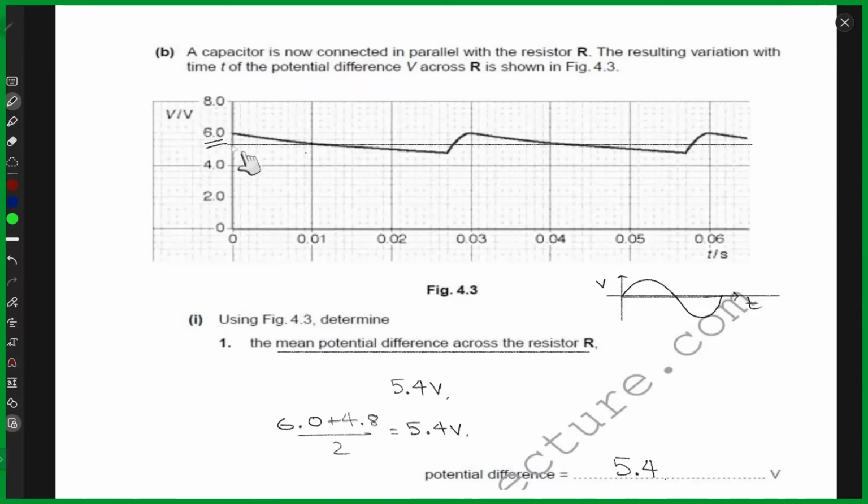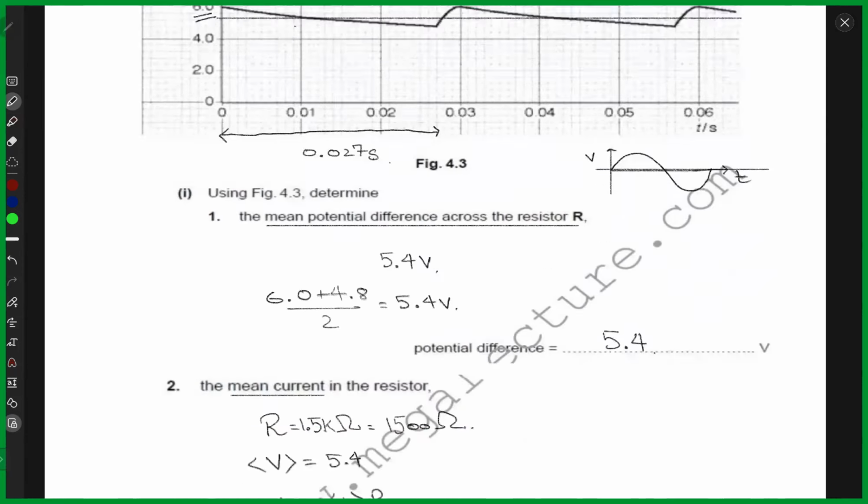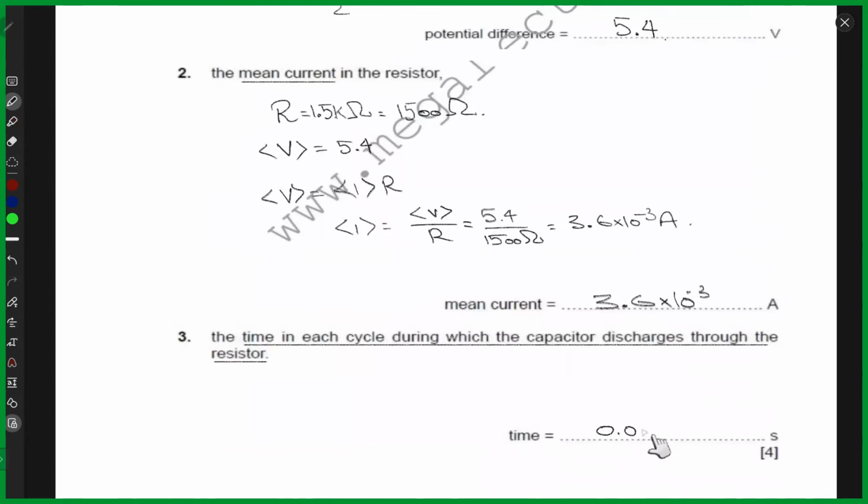So it should be starting from here. It is this distance. Let me label it on this axis like this. So up until this point. If I know this time, this is the time for which in one cycle the capacitor is discharging. So that is about 0.027 seconds. So is that clear? Yes. Okay. 0.027, right? 27 milliseconds.